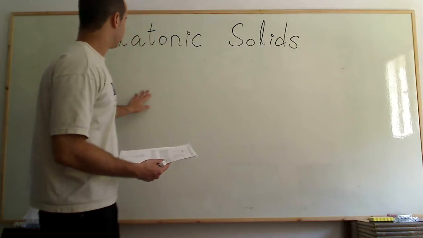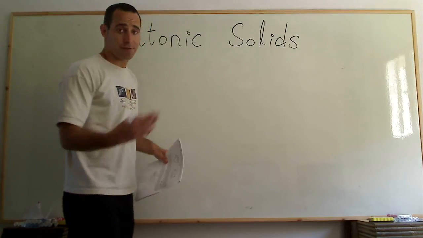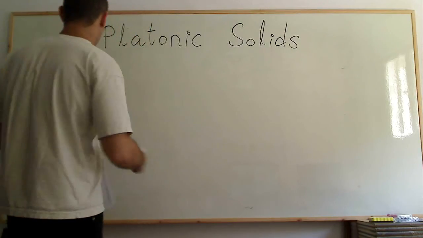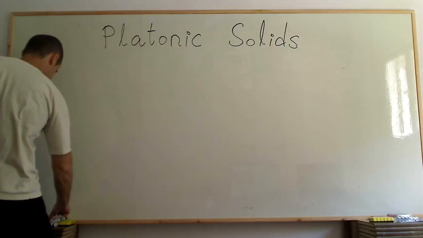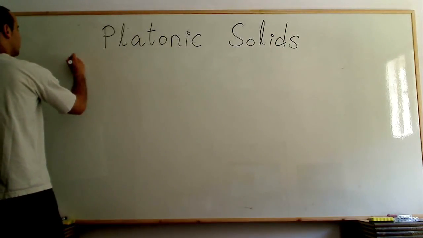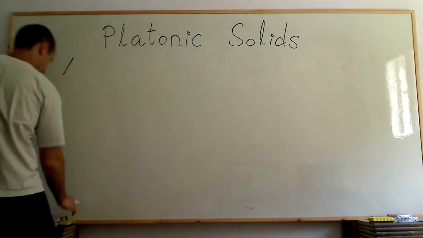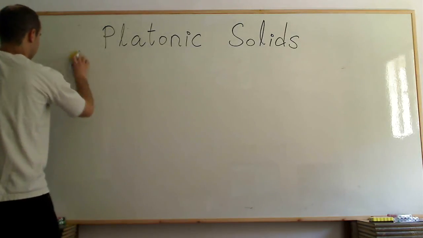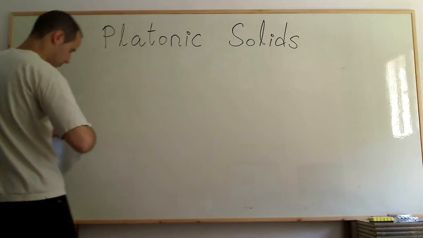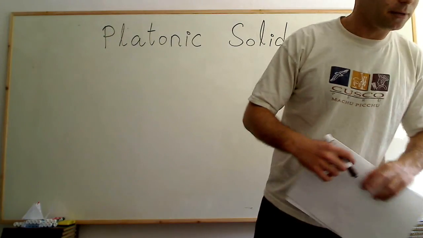Okay. So platonic solids, two of them we already know. The tetrahedron, I just want to draw it in a good way as much as possible, so I will look in Wikipedia how they draw it.